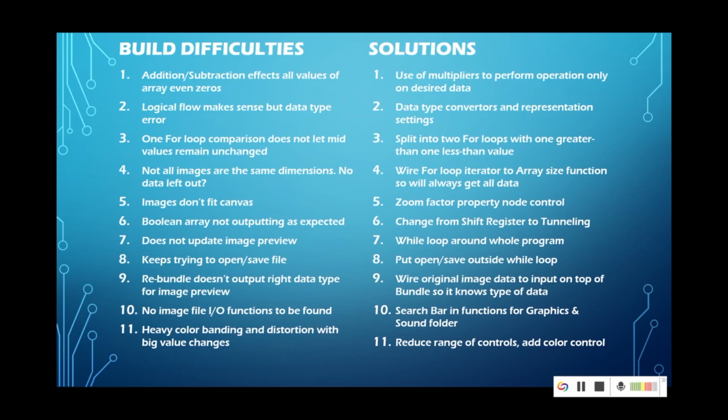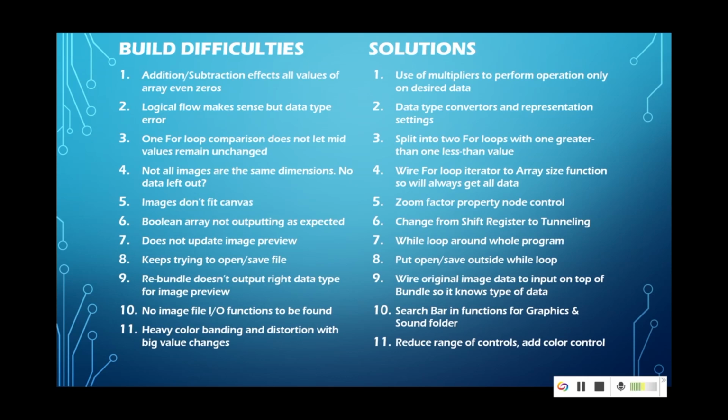Not all images are the same dimensions. How do I make sure the data is not left out? Well, what I did was I used the array size function wired to the for loop iterator. So no matter what size the image is in pixels, the loop would always catch all of the data.